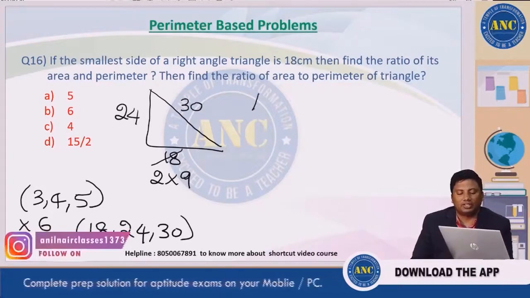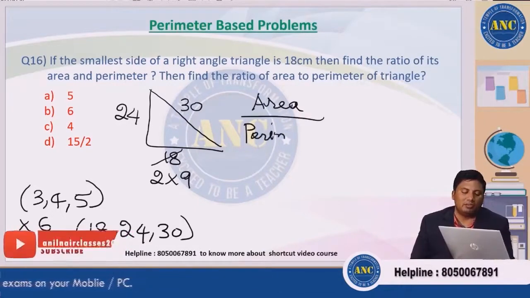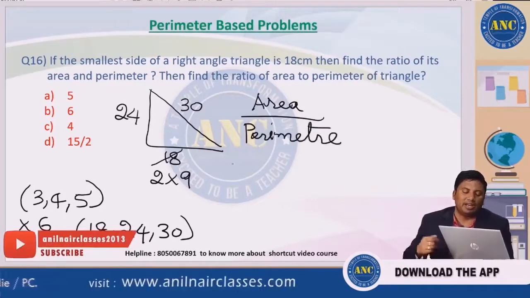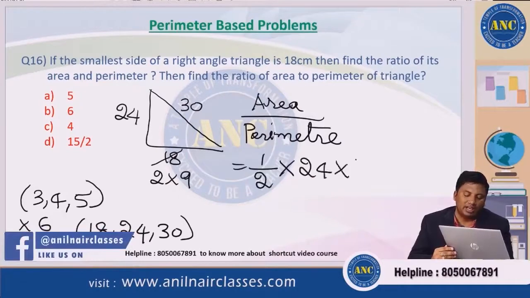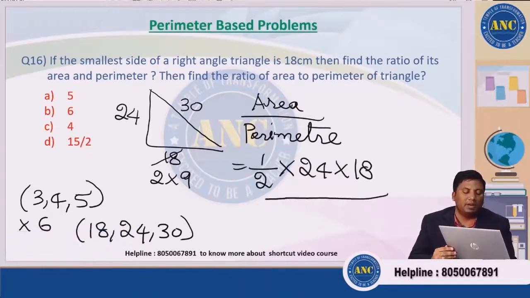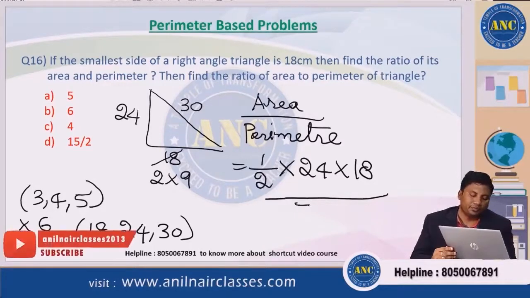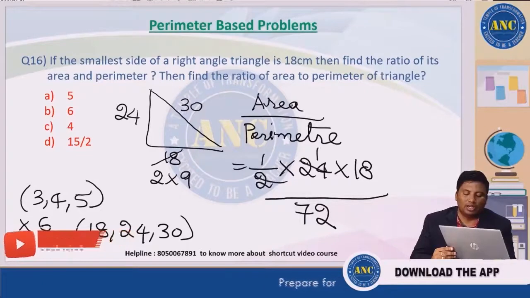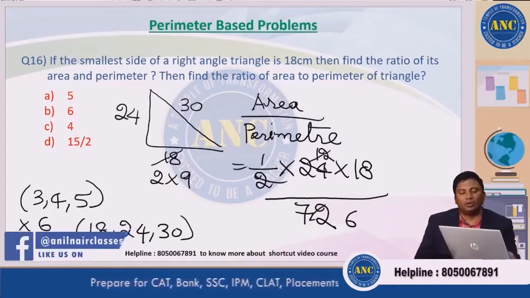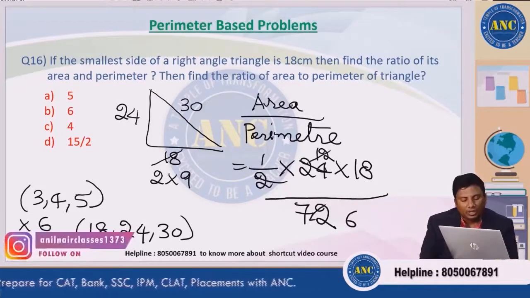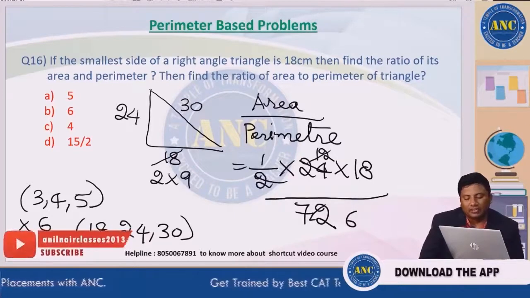Find the ratio of its area by perimeter. The area of a right angled triangle is half into the product of the sides where the right angle is formed, divided by the perimeter, which is 42, 72. 72, 2 12s are 12, 6 are. From there you will get the answer. I hope the idea is clear. Right? So 42, 72.